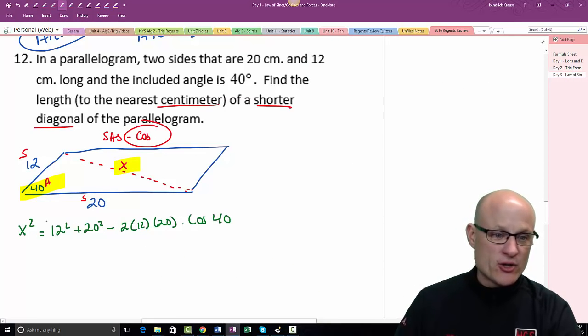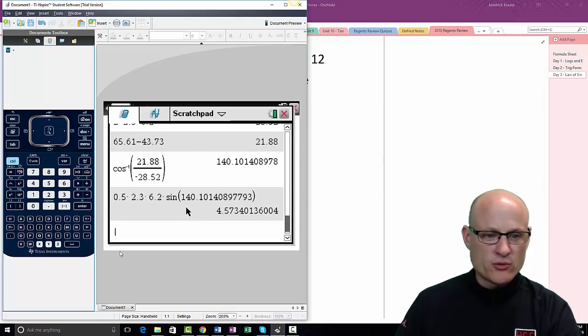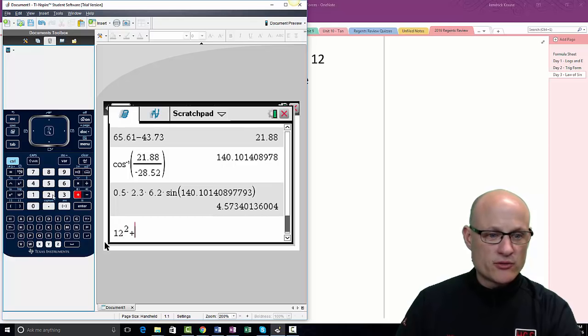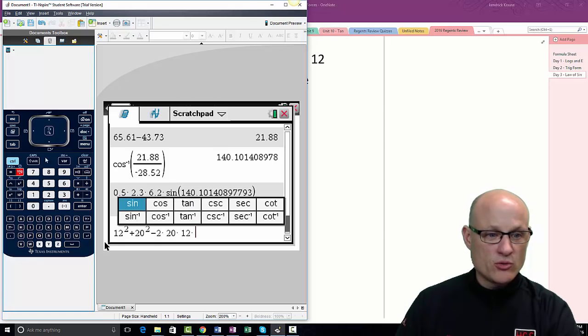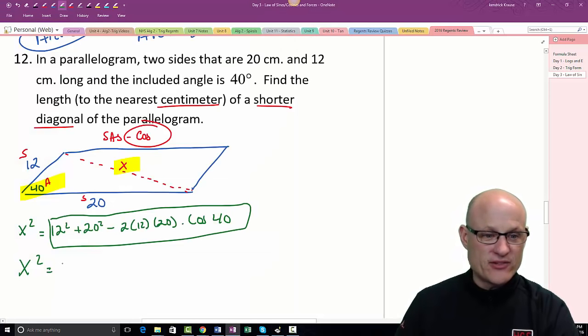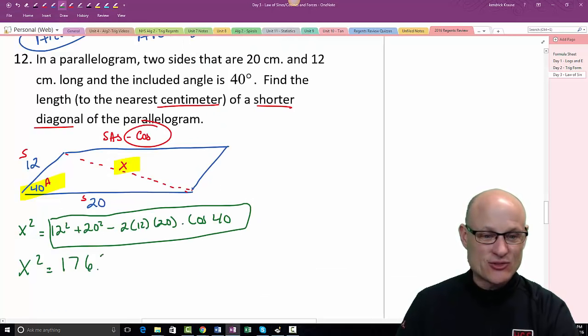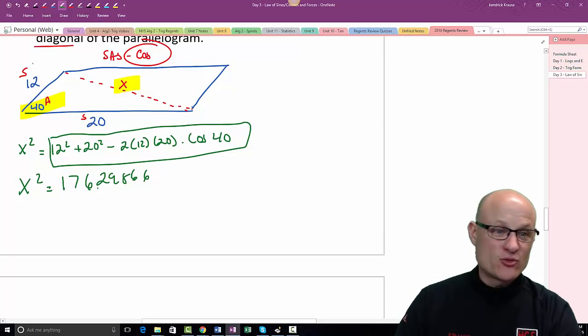Now notice that all of this stuff is just numbers. That's great. I can type that in. Remember, you're going to get a big number. So 12 squared plus 20 squared minus 2 times 20 times 12 times the cosine. Remember, it's not sine, it's cosine of 40. I can't tell you how many kids accidentally put sine in there. And you get 176.29866. Now, this is not my final answer, so I'm not rounding this. Remember, that's way too big for a side of 12 and 20.